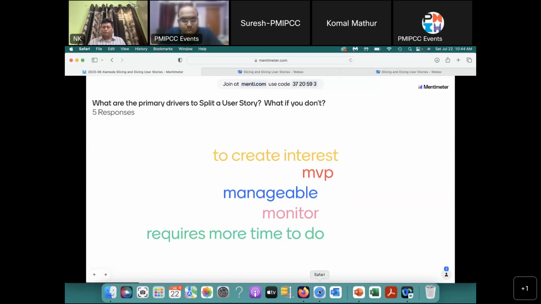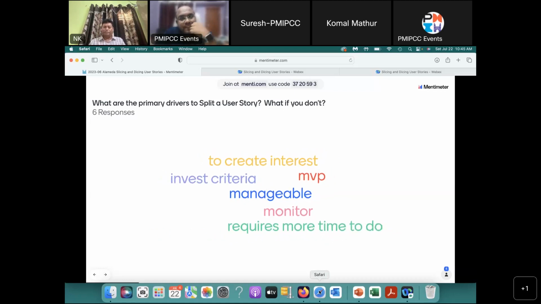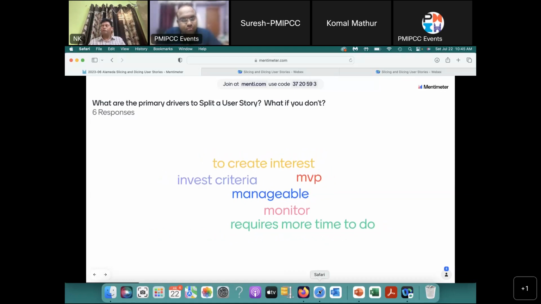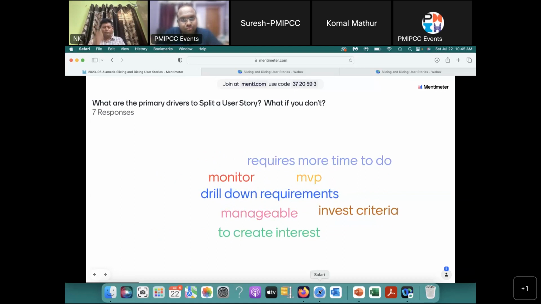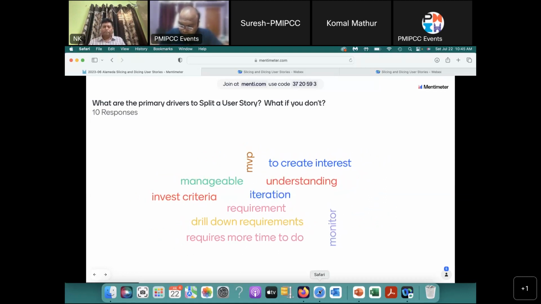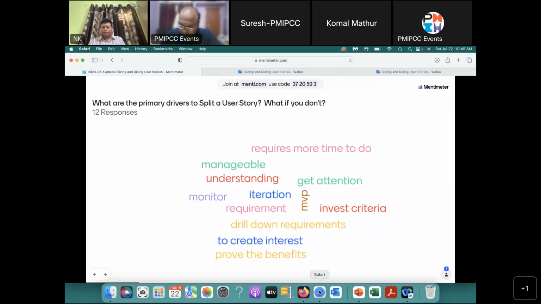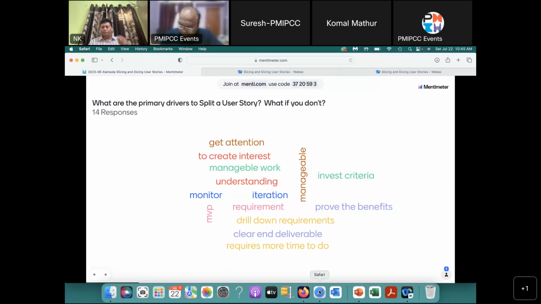Requires more time to do, to create interest. MVP is a set of user stories, so it's not a small thing. Manageable, yeah, it's manageable. Yeah, it follows INVEST criteria. I don't understand that, requires more time to do. Okay, drill down requirements. Yeah, so if you want to drill down requirements, yeah. So I guess requires more time to do is, yeah, but if you don't do it, yeah, get attention. Okay, prove the benefits, clear deliverables. Very good, excellent, excellent. All right.